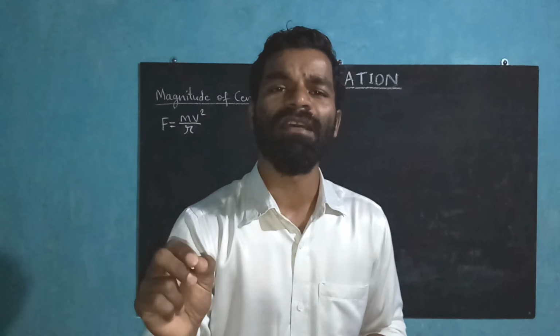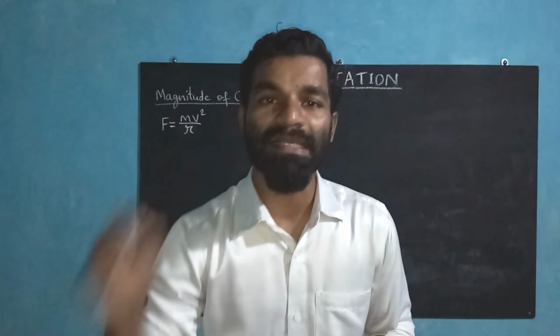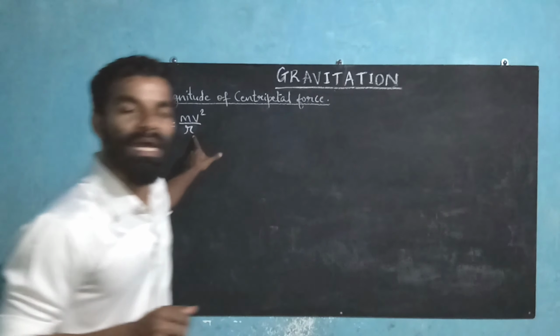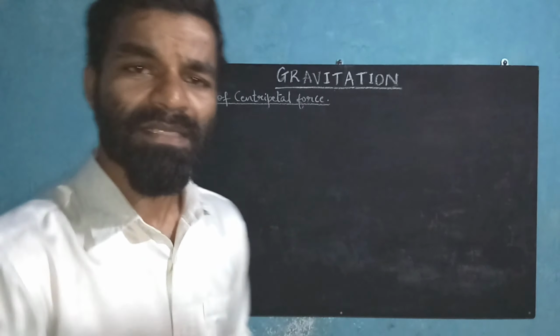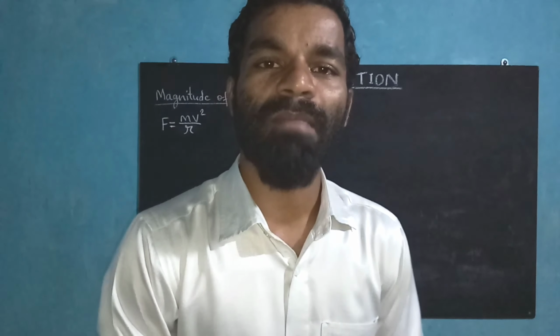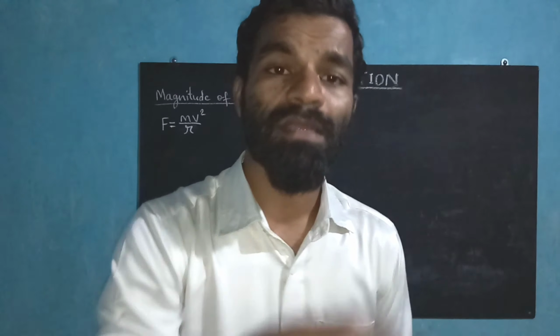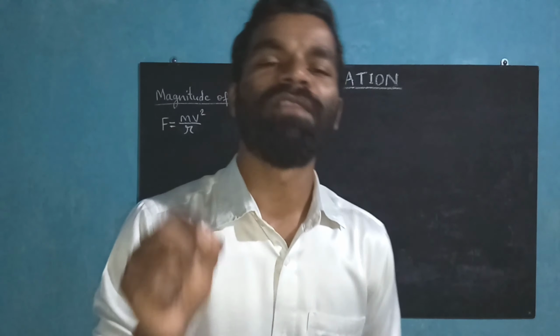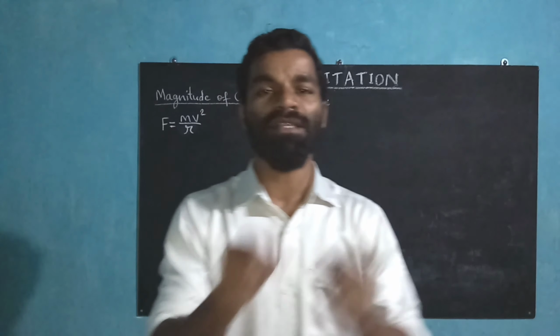So for any uniform circular motion there exists a centripetal force. We had seen this earlier. For any uniform circular motion there exists a centripetal force which acts towards the center. Its magnitude is given as F equal to mv square upon r, where F is the centripetal force which acts towards the center, m is the mass of the object which revolves in that circular path, and v is the speed of the object. r is the distance of the object from the center.